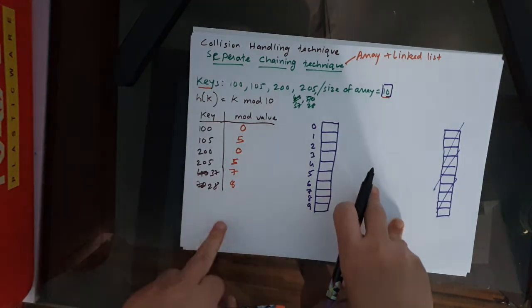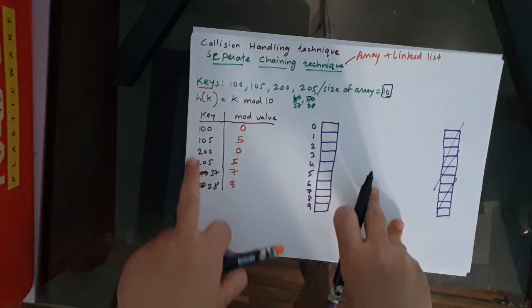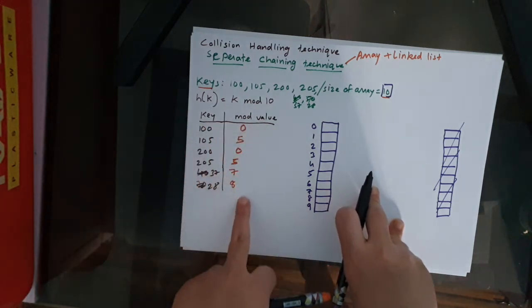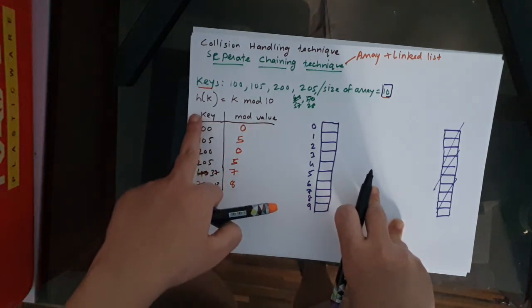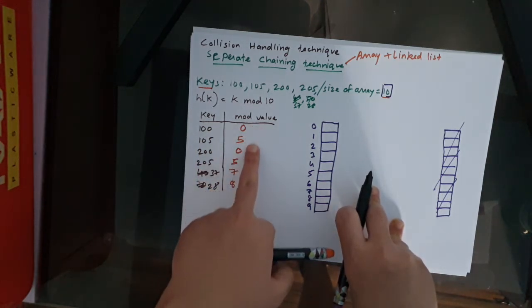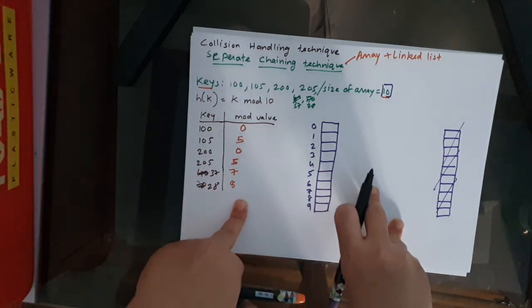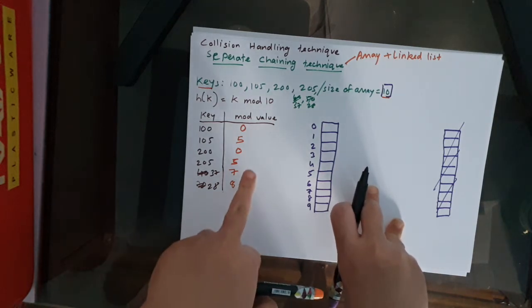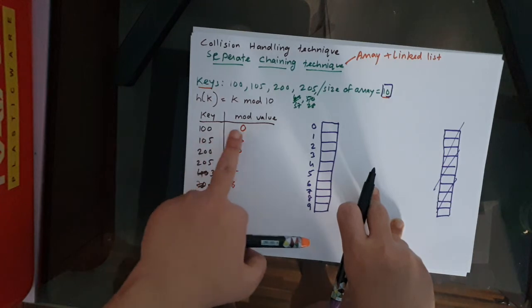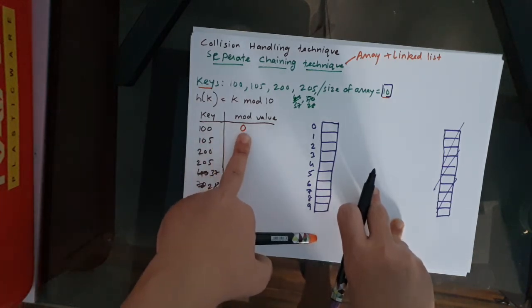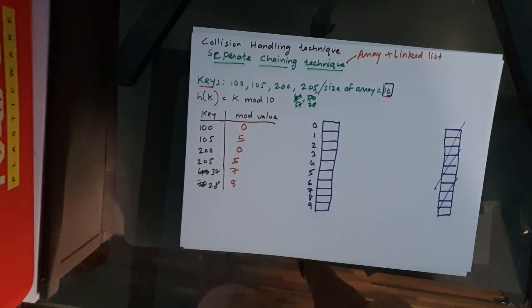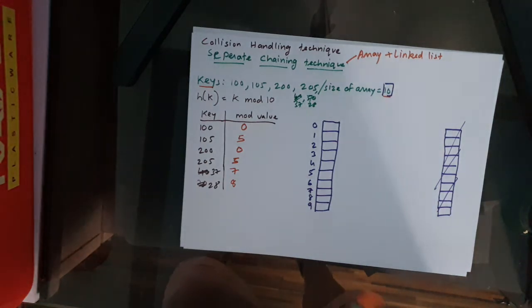So now we need to map these values of ours. We need to store these keys, this data, in our required address location, which we have got after applying the hash function. So where do we need to store 100? We need to store 100 in the 0th location. So let's store 100. But how are we going to store this?